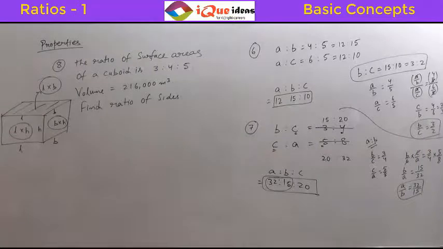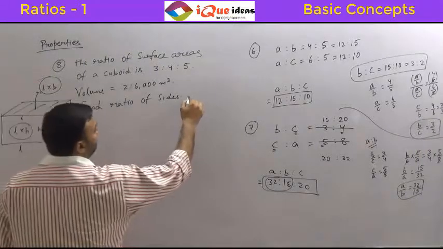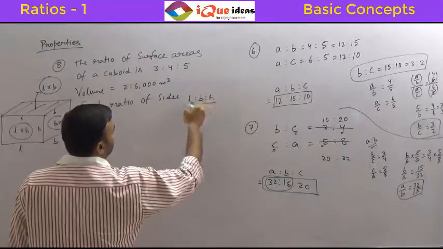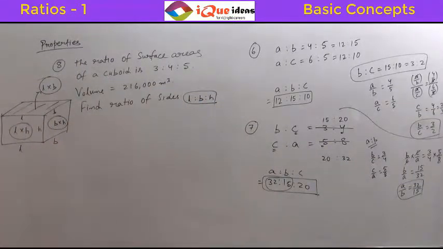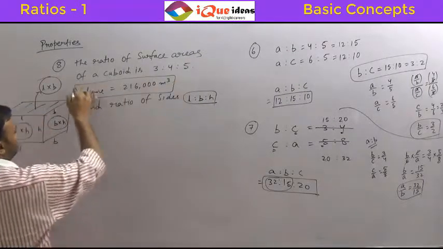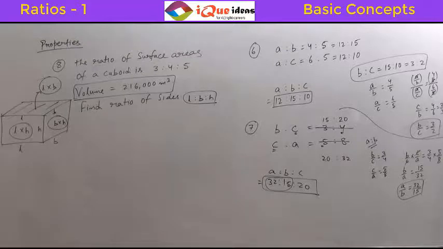Alright, just check them. So the question is find the ratio of sides. So what we have to find is L is to B is to H. The order is not important, so don't worry about it. You can just write them in increasing order, decreasing order. Now what to do? Now there are many ways to do this, but actually this is a diversion, to fool you. So don't fall for it. We will just use this combination thing or separation thing rather.